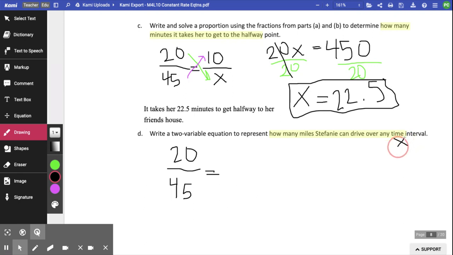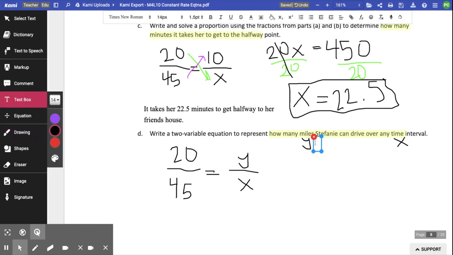So underneath where it says time here, I'm going to put the letter X because X is going to be representing the time. And remember, the fraction is distance over time. So that means I can put the X on the bottom of this second fraction because I know that X represents time. And just like the previous problem, we use the letter Y to represent the miles. So I'm going to use the letter Y again. So I'm going to have y over x, where y represents, I'm going to put this in a text box, y represents the distance or the miles, and x represents the time that it takes her to get there, okay?